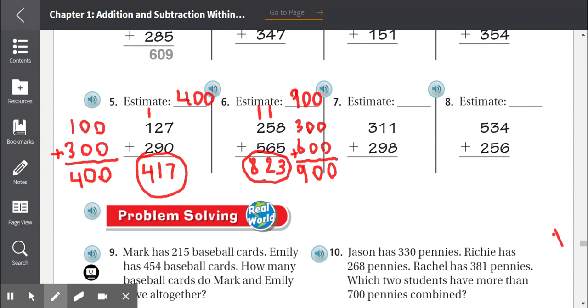Number 7, let's estimate. 311 is between 300 and 400, but it's closer to 300.